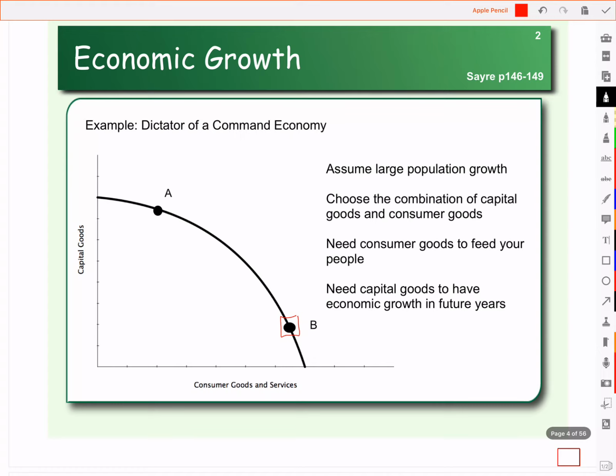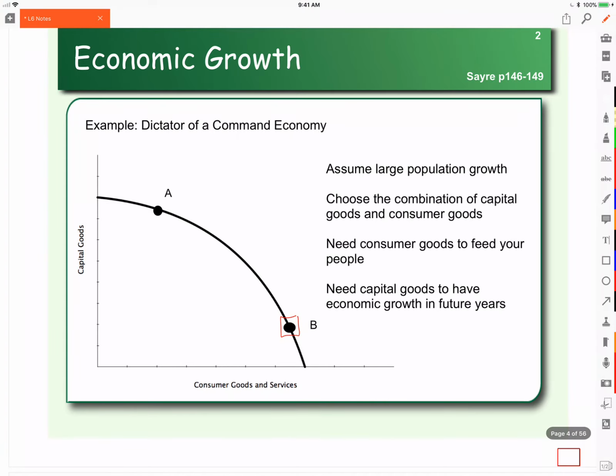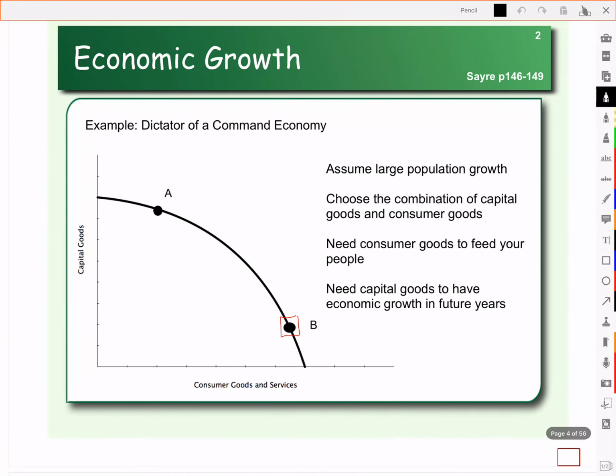Well, let's think back. What did it mean to be a capital good? A capital good was a good that is produced and then used to make something else. So if your country makes predominantly capital goods, then that means that you're going to have an ability to have more goods in the future, right? Because you're making the tools now so that we can make things with those tools next year.